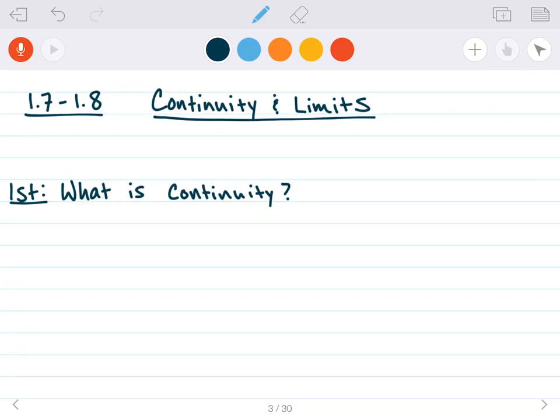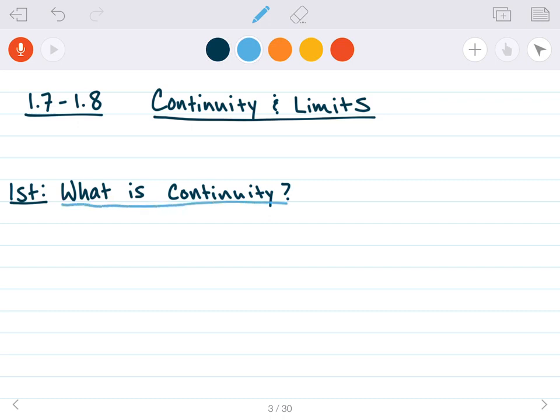Hey guys, in this video we're going to talk about 1.7 and 1.8, and these two sections in the textbook introduce the idea of a limit and continuous functions. So the first thing I want to talk about is continuous functions. What is continuity is our first question.